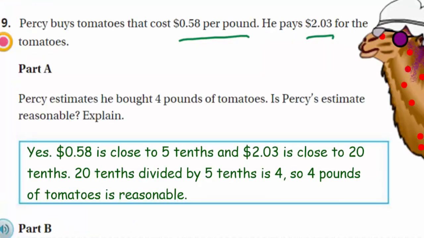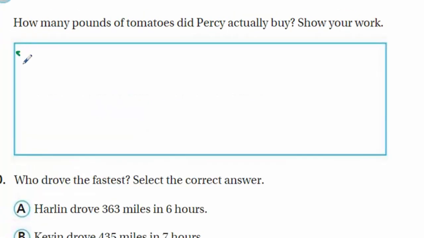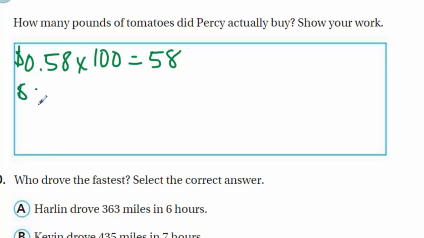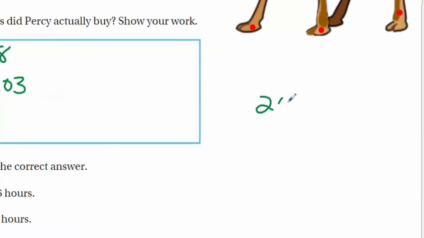Show your work. Well, let's see here, this is where we can multiply by 100, because you can see that's going to clear the decimal. So if we were to multiply that by 100, we're going to get 58, and here we're going to get 203. That's definitely something that we could do. Times 100 is going to remove that decimal, make it really easy to deal with. Whereas the other one, the $2.03 times 100, that might make it a little bit easier to deal with, so we don't have to do it over here. I'm kind of showing you both ways.